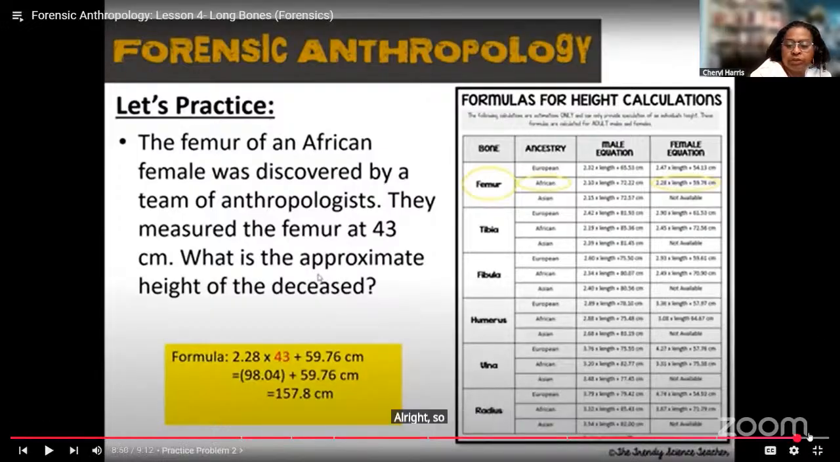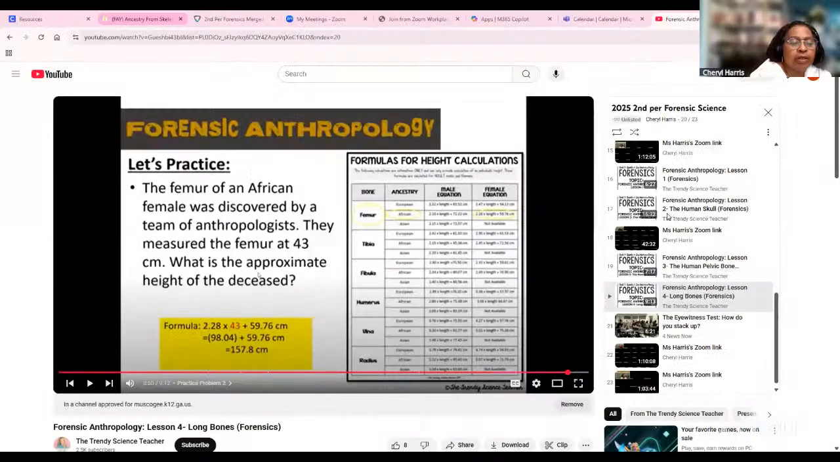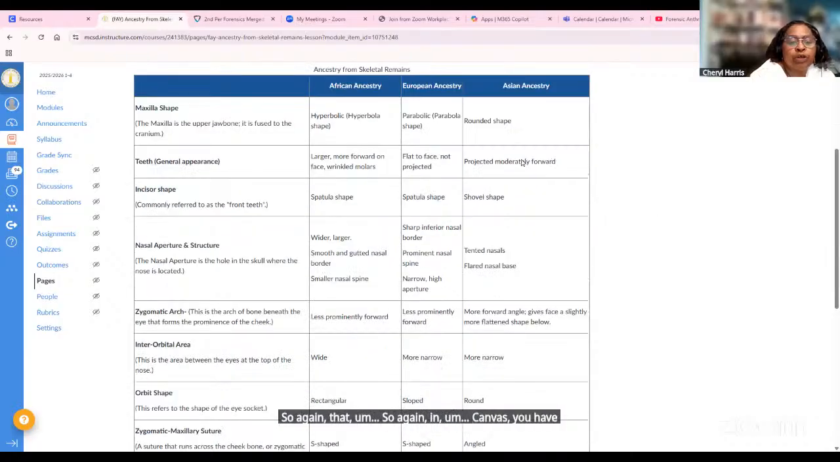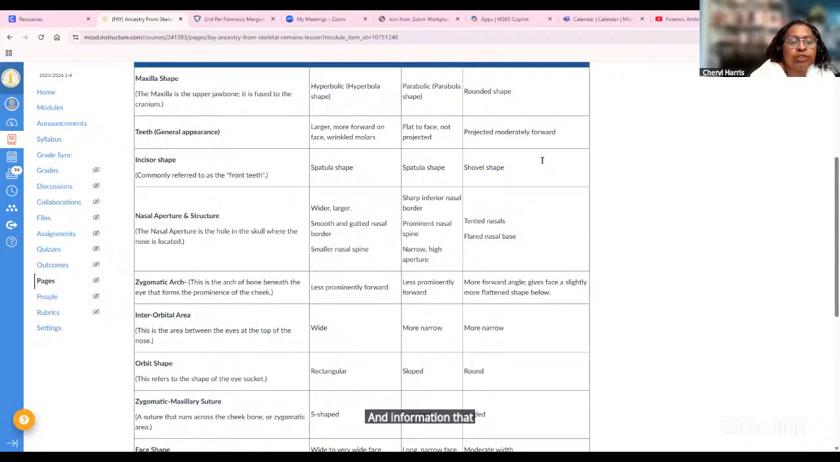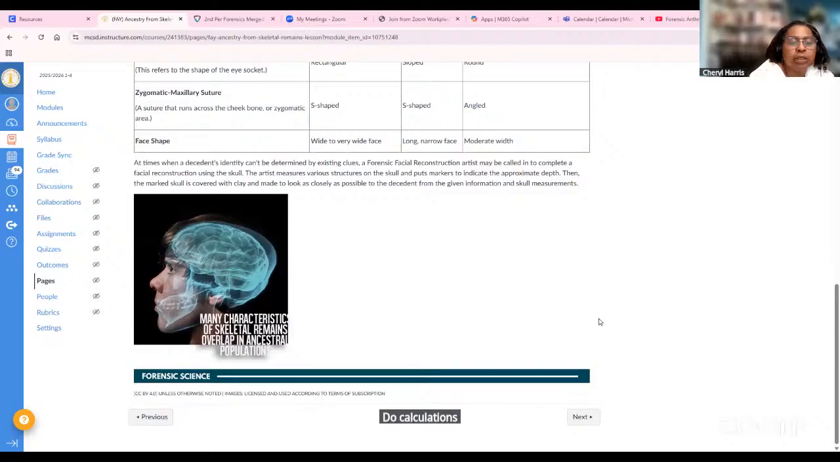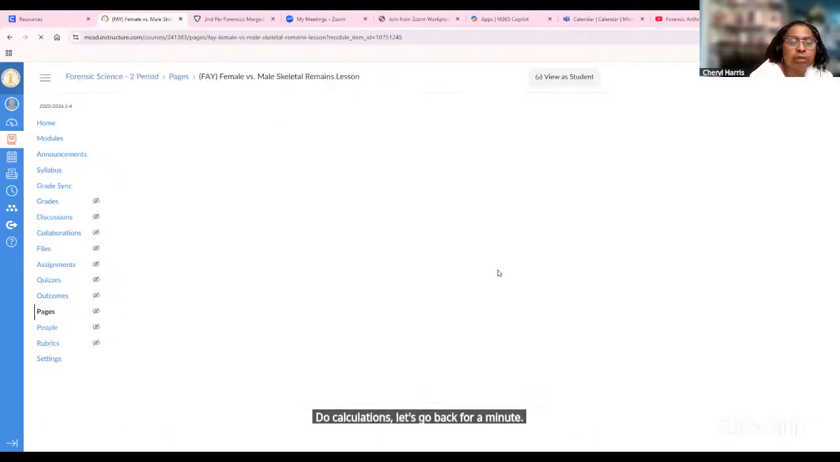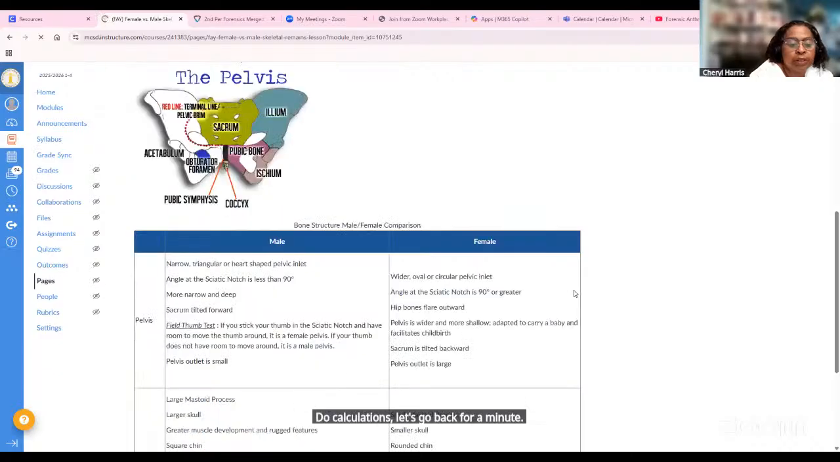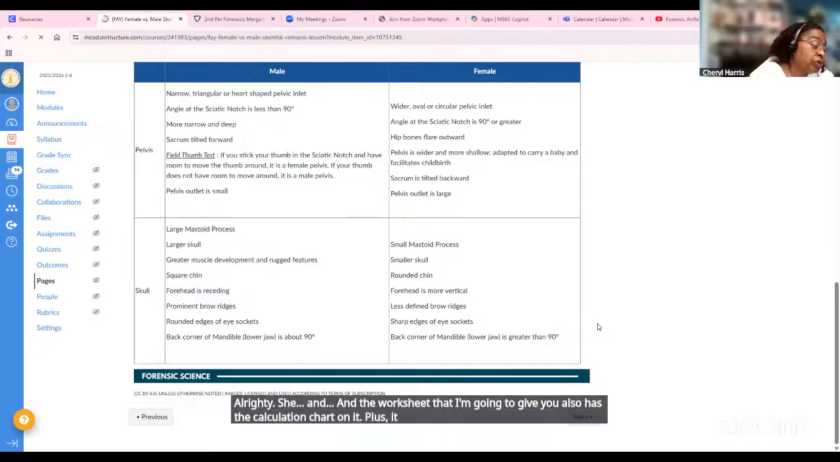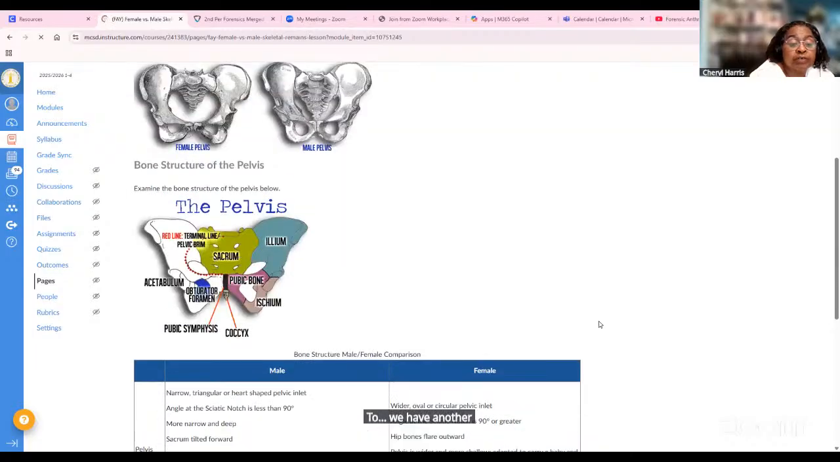All right, so she's just going to do practice problems, and we have one of our own. So again, in Canvas, you have a list of charts and information that you need in order to do calculations. Let's go back for a minute. And the worksheet that I'm going to give you also has a calculation chart on it. Plus, it's going to give you a ruler. We have another interactive kind of activity.